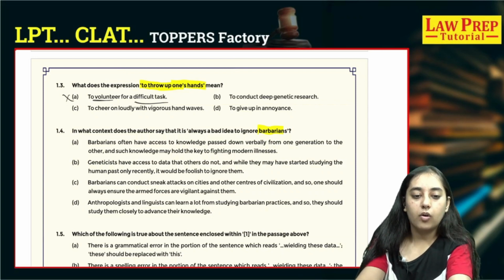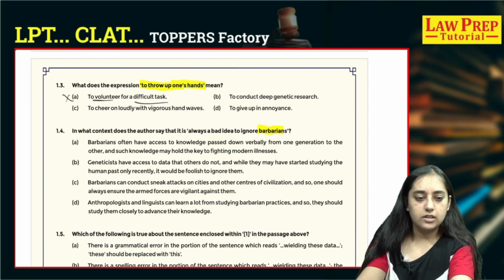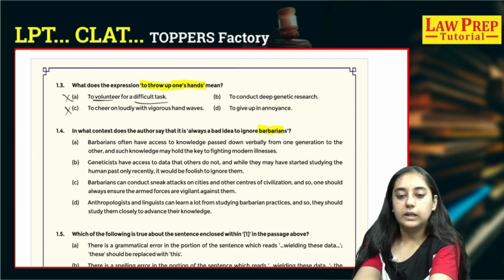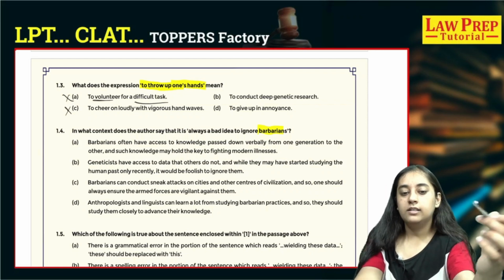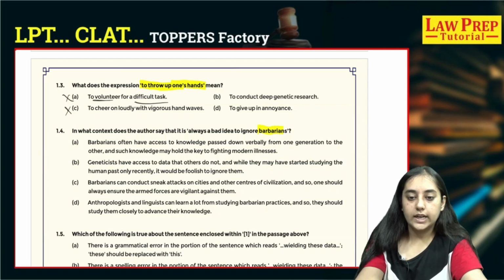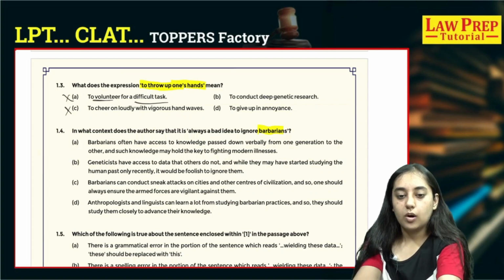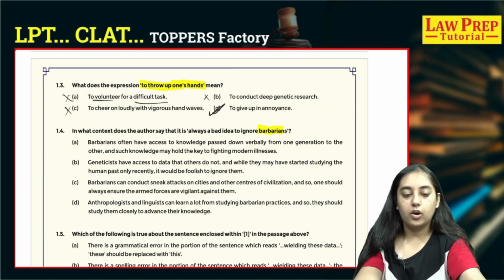Option C, to cheer on loudly with vigorous hand waves. So there is nothing like that from the context that we understand. Option B, to conduct deep genetic research. To throw up one's hands in that particular context meant to give up. So option D is suiting the best, and options A, B and C are not at all related.